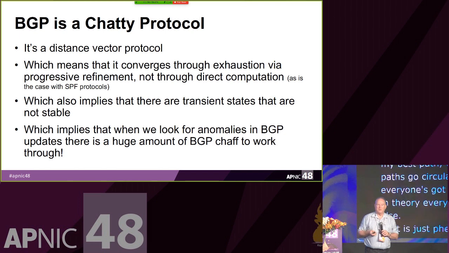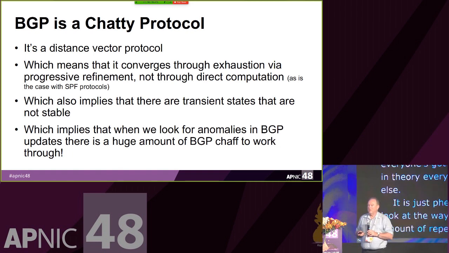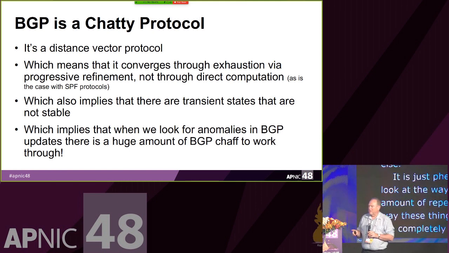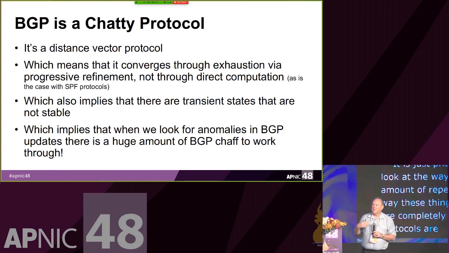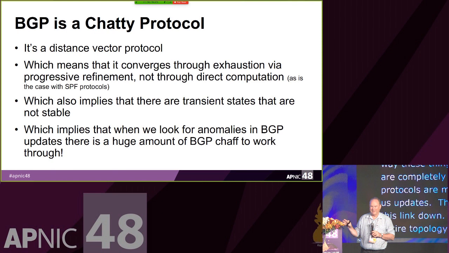If you ever look at the way BGP updates work, you will see a huge amount of just repeats of information because that's the way these things work. By the way, OSPF and ISIS are completely different. These shortest path first protocols are much more economical in what they send as updates, because they just flood the link state. This link up, this link down, and that's all they do. Everyone's expected to compute the entire topology. BGP, you're not expected to compute anything, right? It's just simply truth through exhaustion.